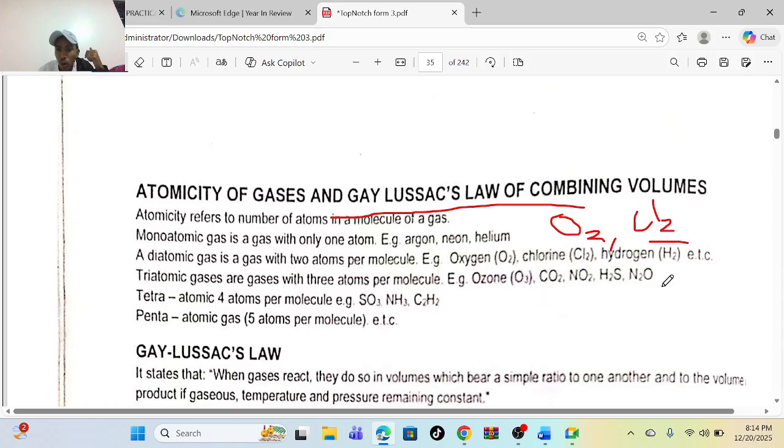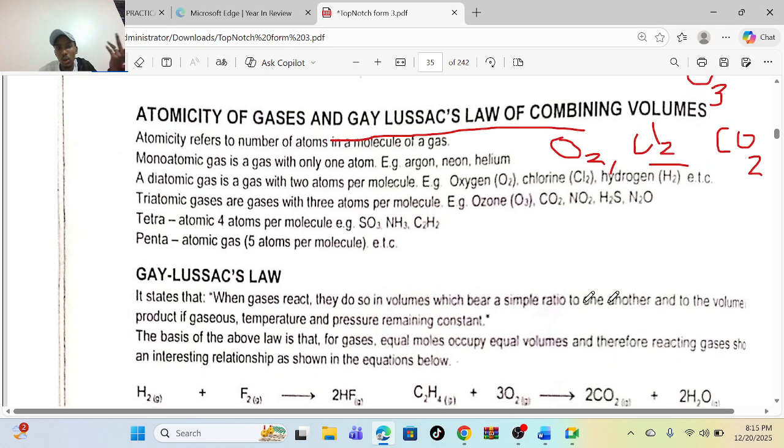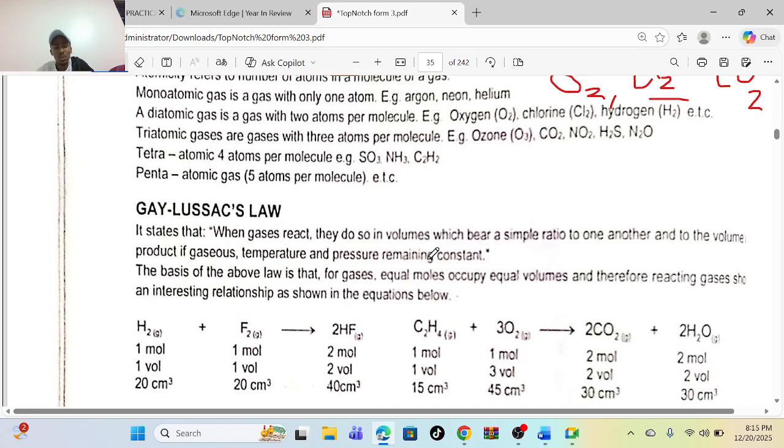Tri inamaanisha iko na 3. For example kama nataka kuandika ozone, ozone iko na oxygen 3. Kama carbon(IV) oxide, look at it, ina contain oxygen mbili na carbon moja, and that is known as triatomic. Tetratomic ni ina contain 4, kitu kama sulfur(VI) oxide, oxygen 3, sulfur moja. So that's not my main aim.